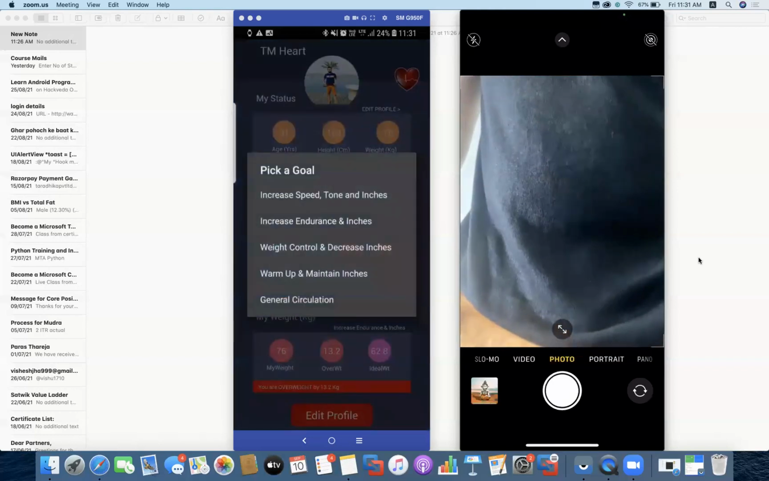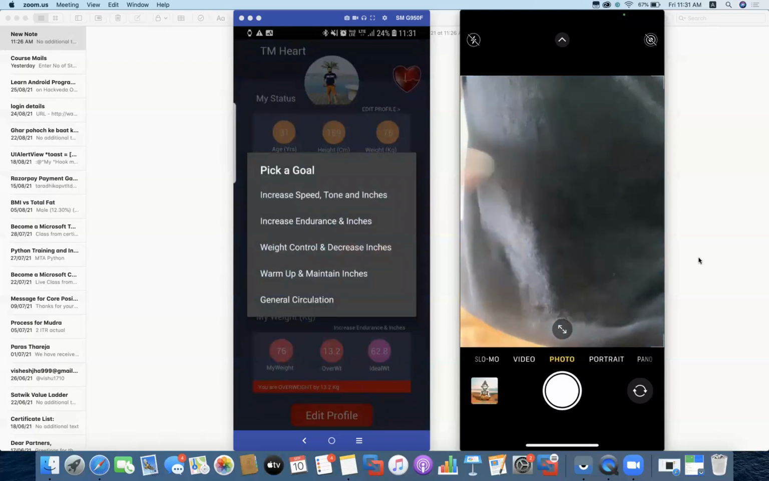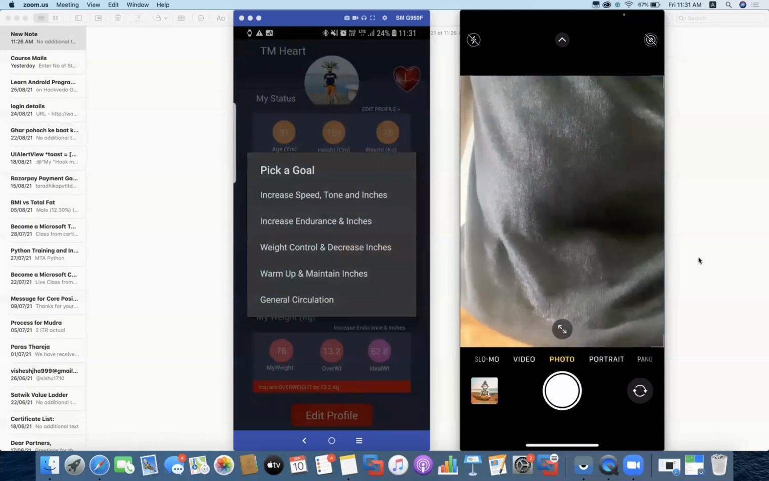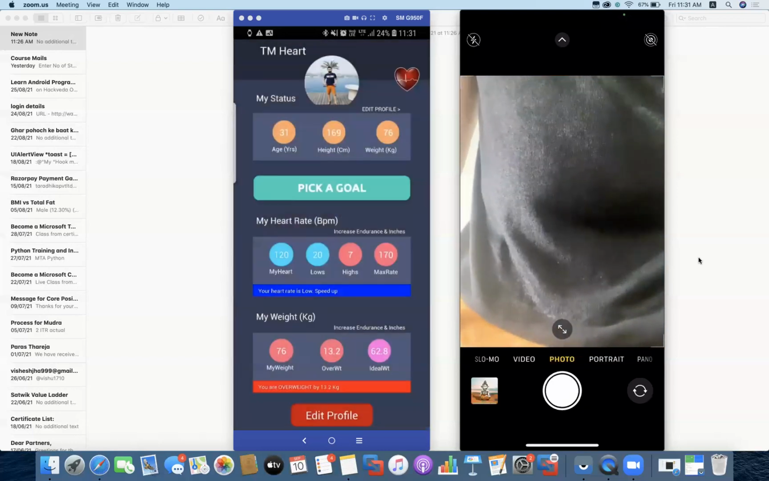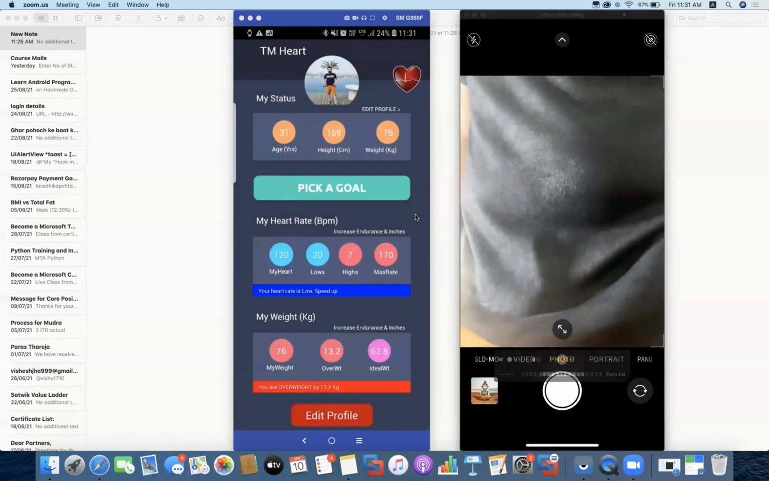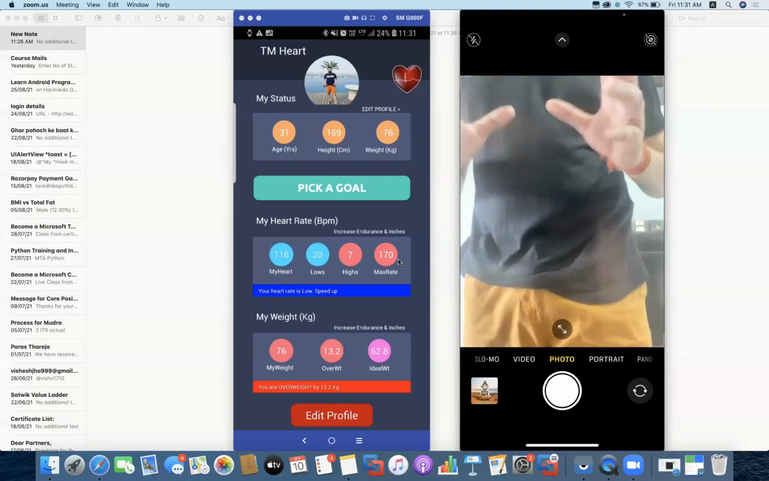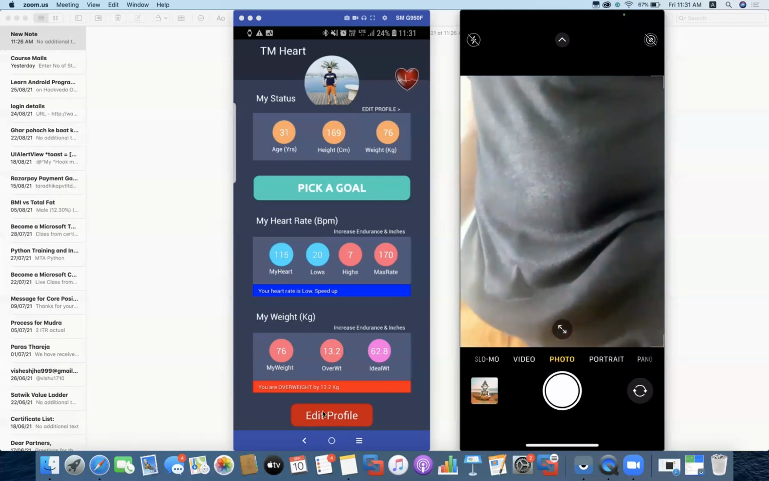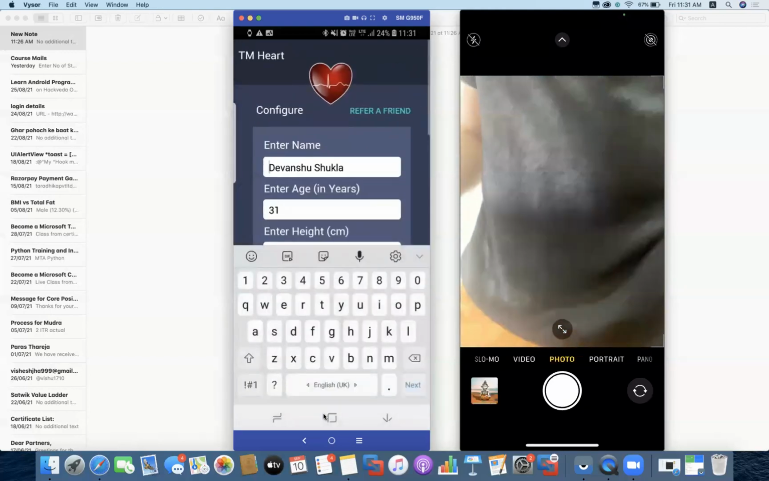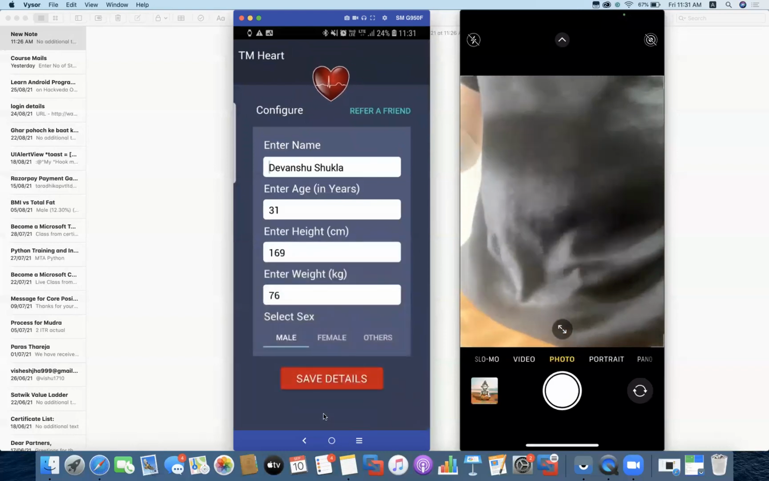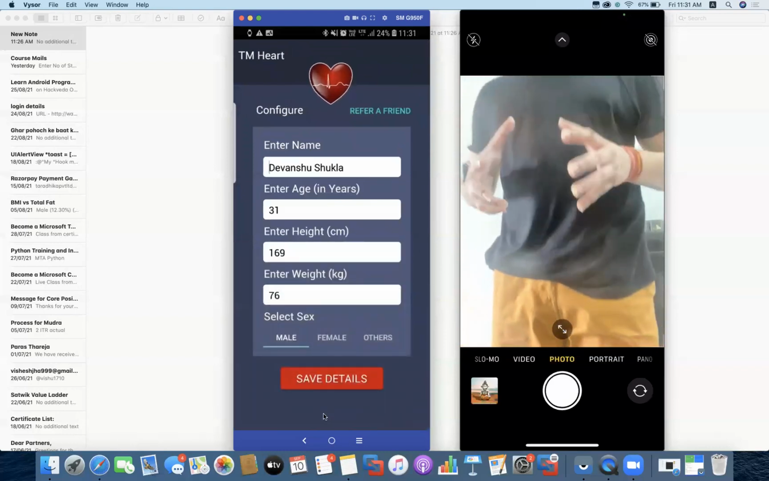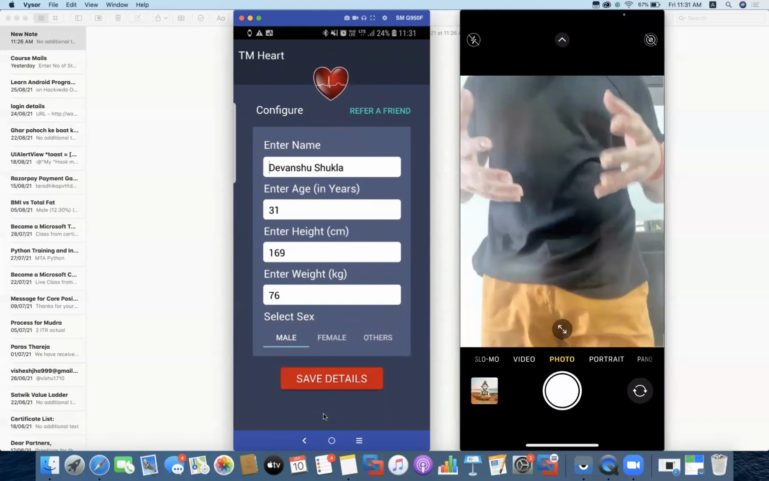So I'm going to pick up my goal. My current goal is to increase the endurance in inches. Once I set up increase endurance in inches, automatically you can see my max heart rate is identified, that my max heart rate should be 170 with respect to my profile. So my profile is here: I'm 31 years old, my height is 169 centimeters and my weight is currently 76.